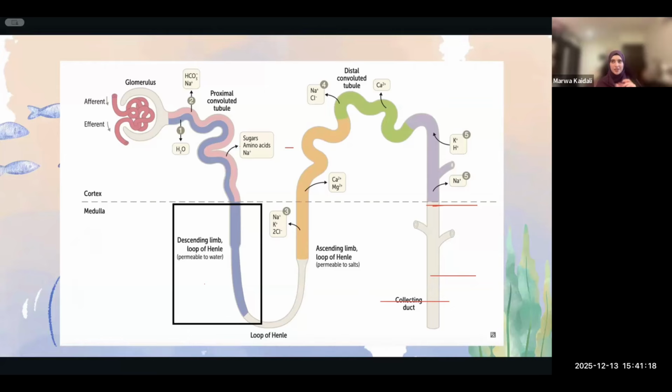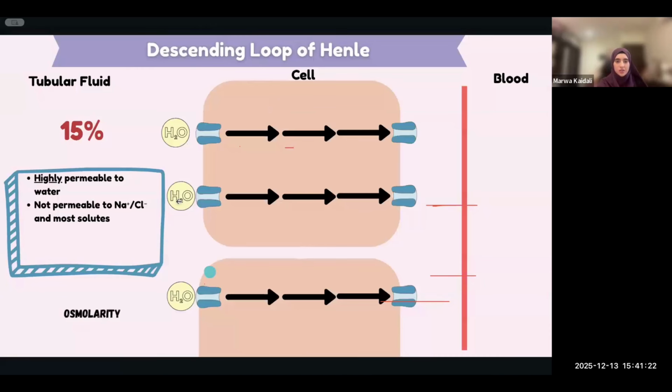Now the descending limb is my favorite because it's literally the easiest one. It has just one function, okay? So the only function of the descending limb of Henle is that it's going to reabsorb water, okay? So when we talk about the descending limb of Henle, there's water reabsorption. That's it. It is impermeable to sodium chloride, so there's not going to be any reabsorption of sodium chloride, and we're only going to be taking in water.